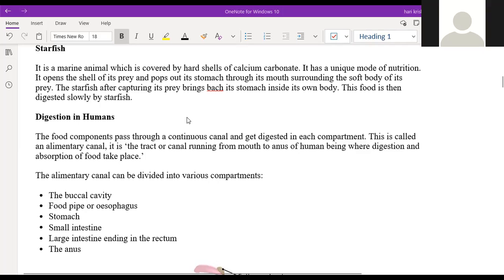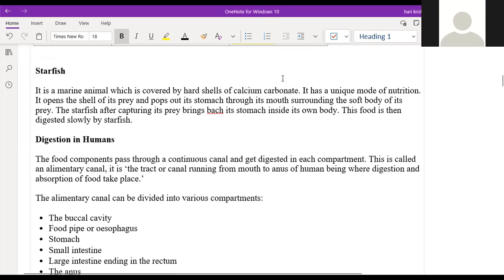So first listen, we are going out of the topic continuously. If you take the starfish, it will contain a shell made up of calcium carbonate. In the starfish, there is an entirely different mode of feeding. First it will go around the prey, then it will pop its stomach out of its mouth. This stomach is very soft in nature. It will engulf the food particles around it, and again it will come back into the body through the mouth itself. That is the way of feeding in the case of starfish.